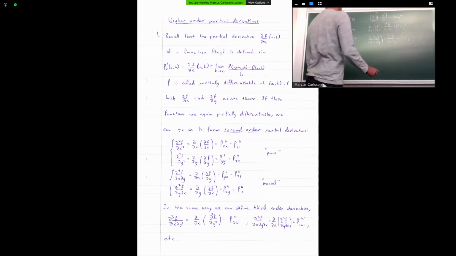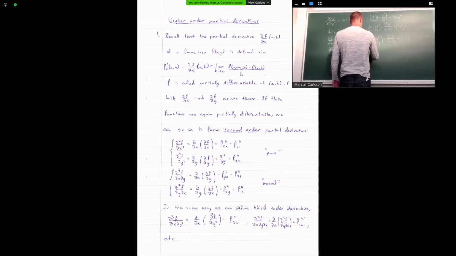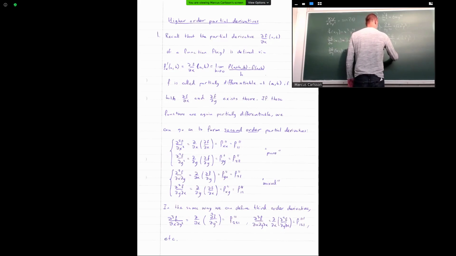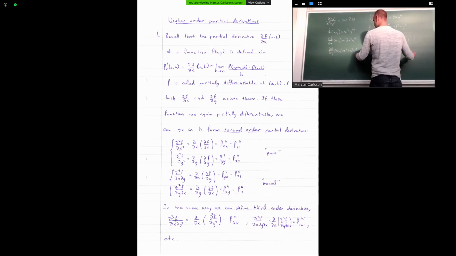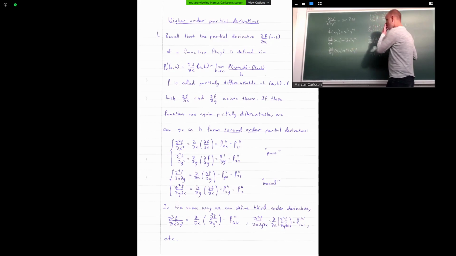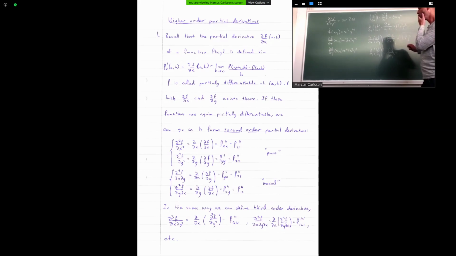Just to finish off here with our notation, we can do d by dy on df dy, giving us, well, notation-wise, it's shorter to write like that. But at the end of the day, we get 12 x cubed y squared. So definitely no similarity here, and also there shouldn't be.